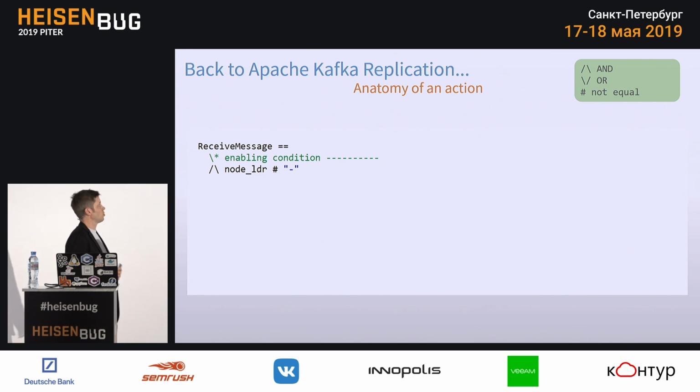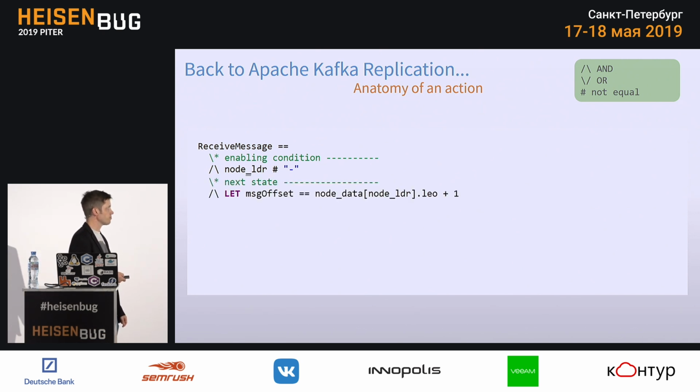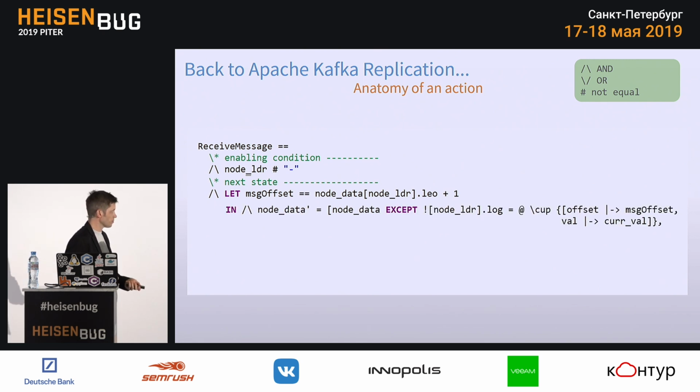What about for receiving a message? Well, the enabling condition, first of all, we have to say that there has to be a leader. Okay? If the variable is dash, then that means there's no leader. In the next state, we can use let here to simplify our formula, and we'll just be using message offset further down in the formula, and we'll just say that the message offset of the new message will be the current log end offset of the leader plus 1. So, and here we say that the node data, so this is the data of all our nodes, will be the same as the current one, except that of the leader, its log will be the union of itself plus a new message, and the new message has an offset and a value. Don't worry, you don't need to understand everything here. It's just to get a gist of what tla-plus is.